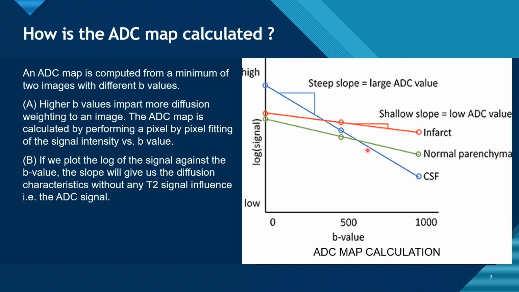So let's go to normal parenchyma. Here the slope is neither steep nor shallow, so it will give us an intermediate ADC value if we take the average of this curve. Let's go to our infarcted tissue. The infarcted tissue represents only a slight decrease in signal over increasing B values. This slight decrease represents a shallow slope of the curve and will thus give us a low ADC value.